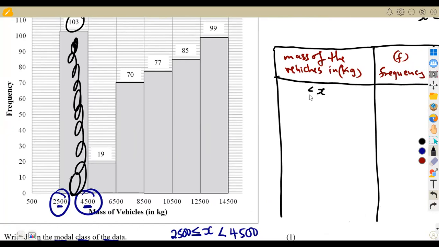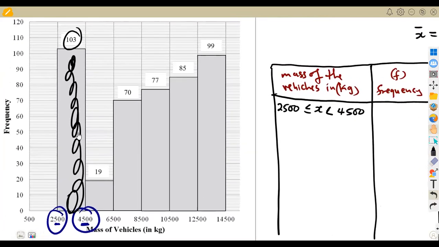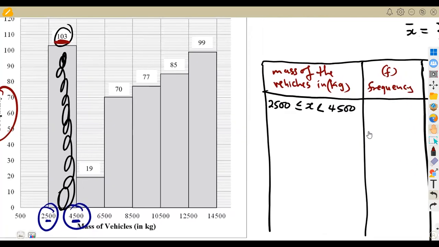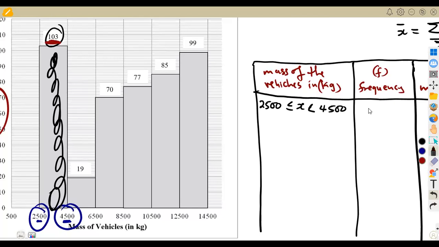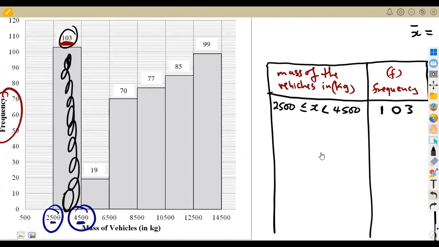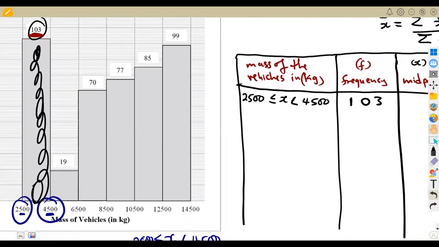So it's going to be like this: X is greater or equal to 2,500, but the same X is less than 4,500. And what is the corresponding frequency? From the frequency axis, the frequency is the one written on top. So that is 103. Let us just fill in this one, then we go back and fill the rest.